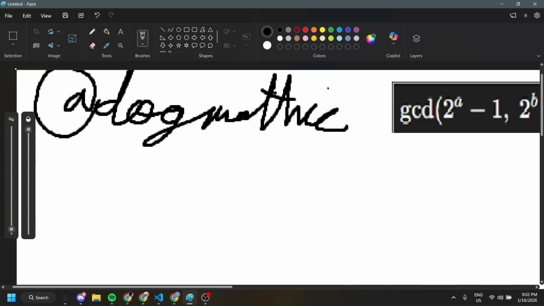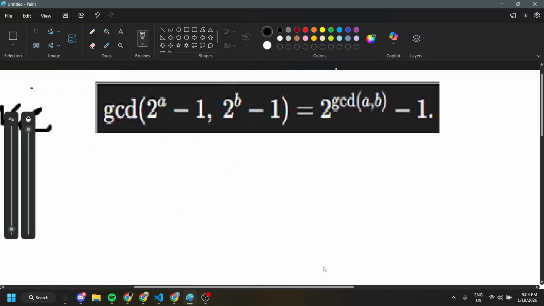Yeah, so I'm tasked with solving this problem. Find the greatest common divisor, or we need to prove that this is true for all A and B. I'm assuming all positive integers, I forgot if that's the case, but all positive integers A and B.